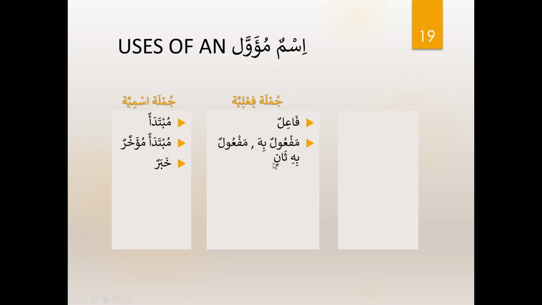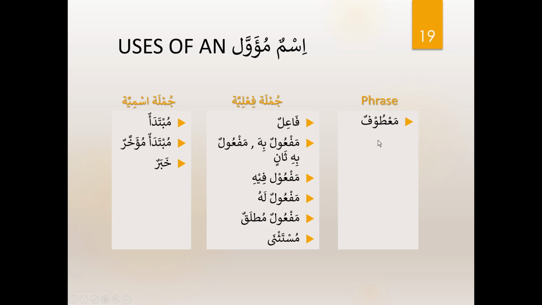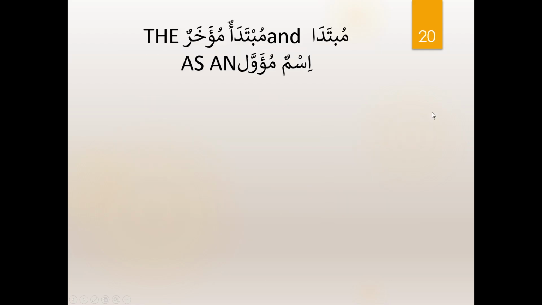Maf'ul bihi thani, that can have two maf'uls in a sentence. Maf'ul fihi, maf'ul lahu, maf'ul mutlaq, mustathna, and everything else that is not a jumla fi'liyah and ismiyah. Ma'tuf, mudaf ilayh. So we will go through each and every one of these, and we will begin with the simplest one, jumla ismiyah: the mubtada mu'akhkhar and the mubtada as an ism mu'awwal.